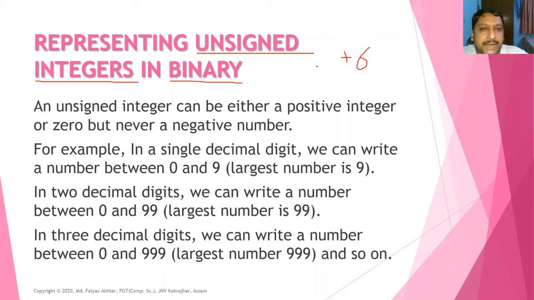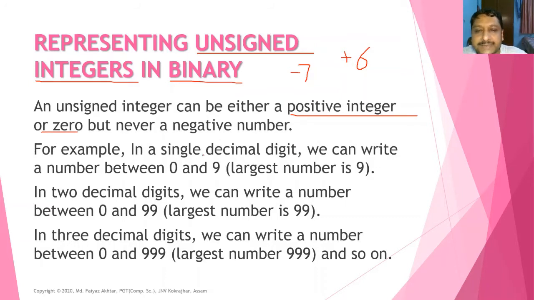Whenever we write 7, this cannot be treated as -7, because to have -7 we have to write the minus symbol before the 7. So for an unsigned integer, if a sign is not there, then that number must be considered a positive integer or 0, and never a negative number.